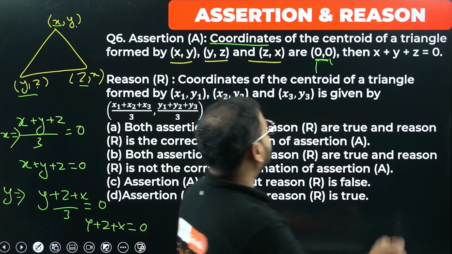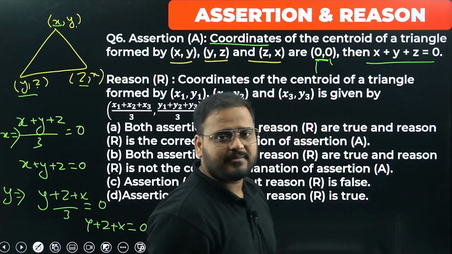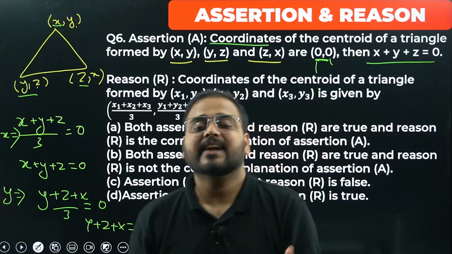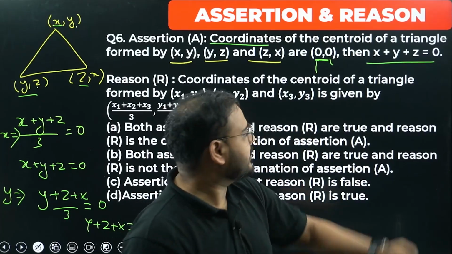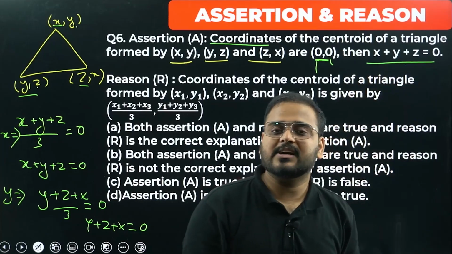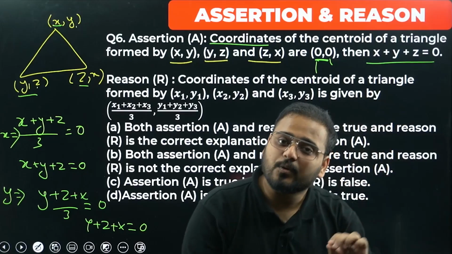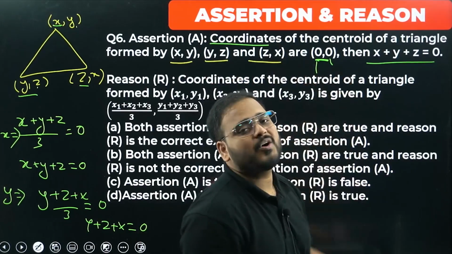Okay, they have given that. Means if this is a true condition, this has to be true. Correct, right? For a triangle with the coordinates xy, yz and zx, the centroid is the origin only when the sum of x, y, z is 0. Only when the sum of xyz is 0 will the centroid lie at the origin.